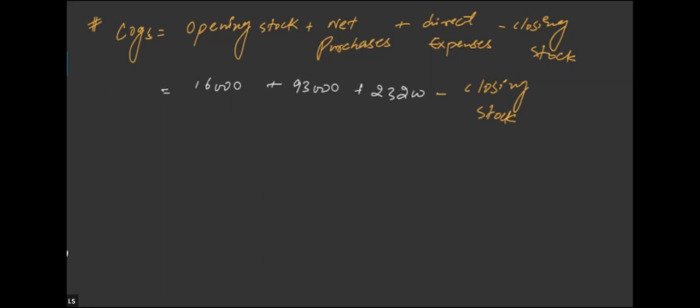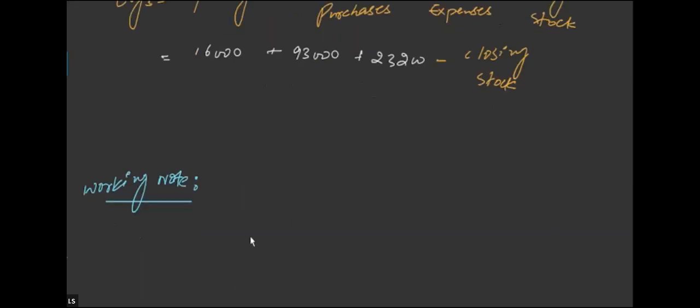Basically we need to find out the cost of goods sold so as to find out the value of the closing stock. For that purpose, we will be making an extra working note indicating the calculation of the cost of goods sold. If you remember, there is one more formula to calculate cost of goods sold, by reducing the gross profit from the value of the net sales. Net sales minus gross profit equals cost of goods sold. Are you able to recall this?